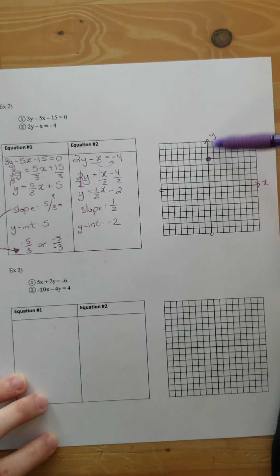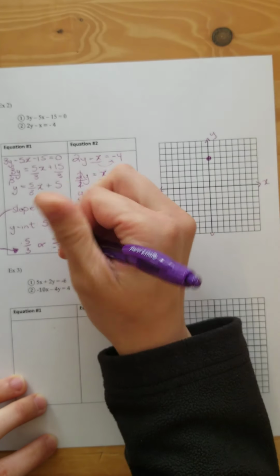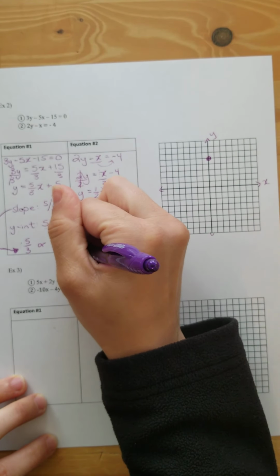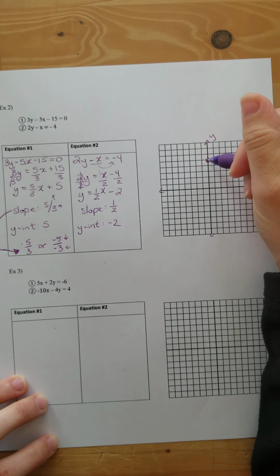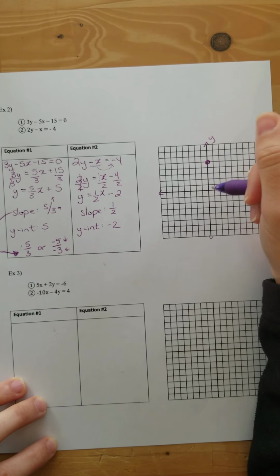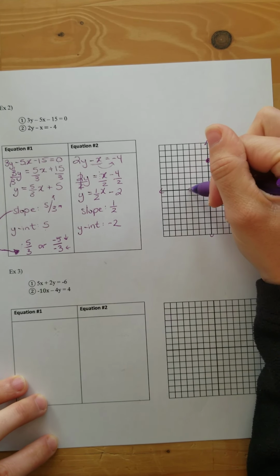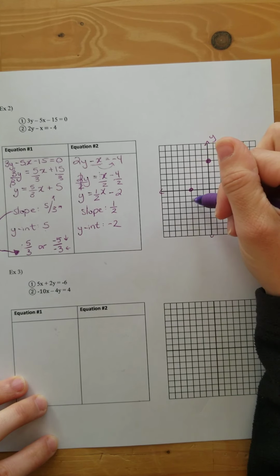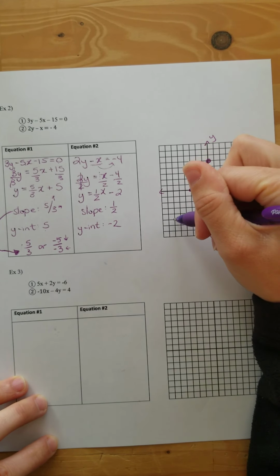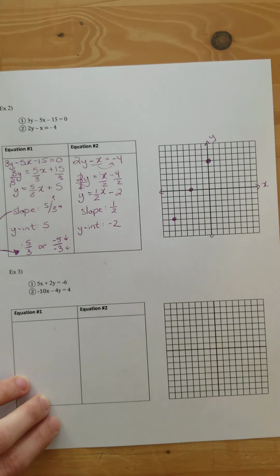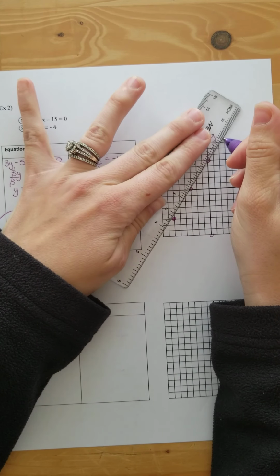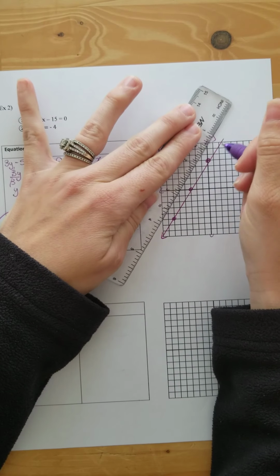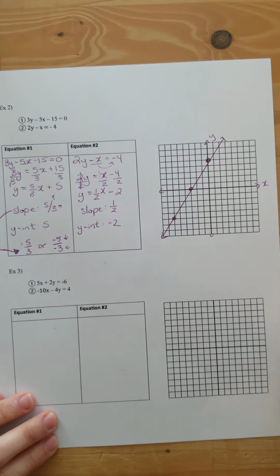So if I can't go up 5 to the right 3, I can go down 5 to the left 3, and that will give me the same line. So from here, I go down 5, 1, 2, 3, 4, 5, and then to the left 3. Again, down 5 to the left 3, and that's all I can do. Okay, so remember, you can always go 2 ways with slopes. A line is technically 2 directions, right? You can walk one way or the other.